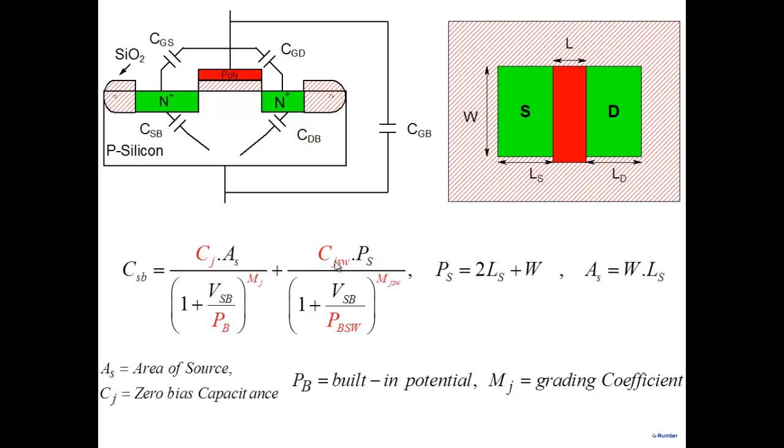And as I said, these values will be given to you. What is this CJ sidewall? What are these numbers, and MJ sidewall and all that? They are all technology parameters. Most of the time these are measured experimentally, and they are available to you. So all you have to know from a designer's point of view is the area of the source and the perimeter of the source, because area and perimeter will decide how much this source to body capacitance is.